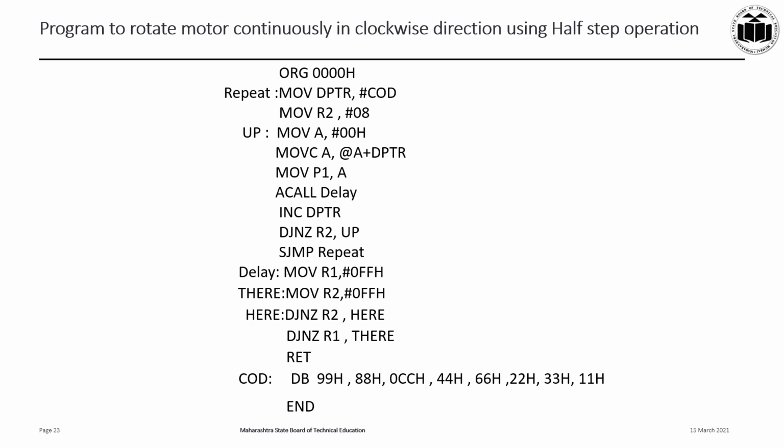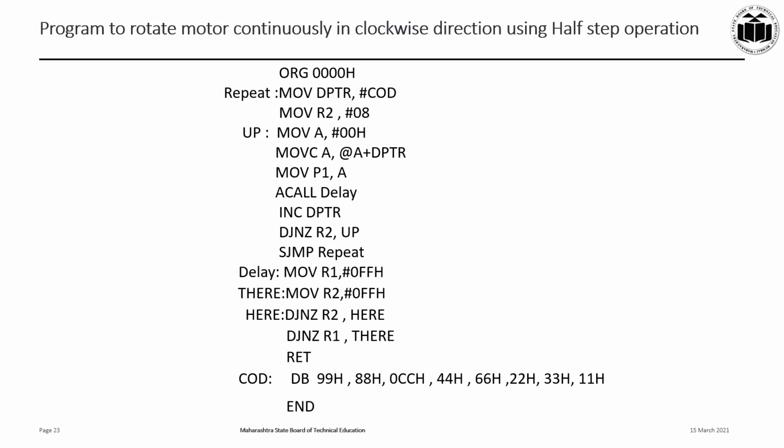INC DPTR increments the content of DPTR by 1. DPTR consists of the address of the first step sequence, which is incremented by 1. So now DPTR points towards the second step sequence, that is 88H. So it stores the address of the memory in which 88H is stored. DJNZ R2, UP decrements the count in R2 by 1. So initially R2 is 8, now R2 becomes 7 because it is not 0. The program control jumps up.